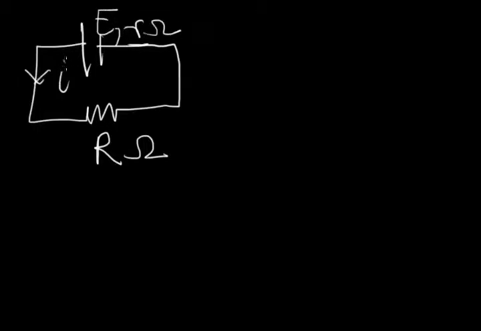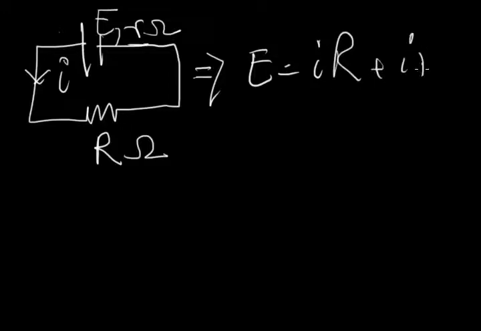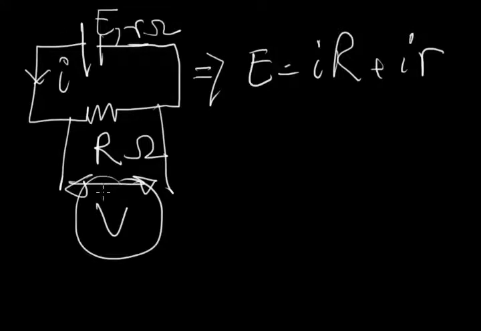In order to work that out, I will draw the circuit once again for your understanding, and I'm not drawing the key because the key is no more applicable now. So we have this current, and we have already established that E is I into capital R plus I into small r. If you look carefully, I into capital R is nothing but the potential drop across this resistance. So we call it V. Now what exactly is V? V is what we call the terminal voltage or the potential difference.